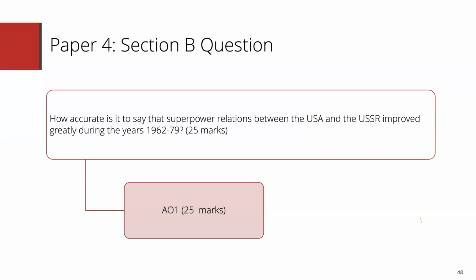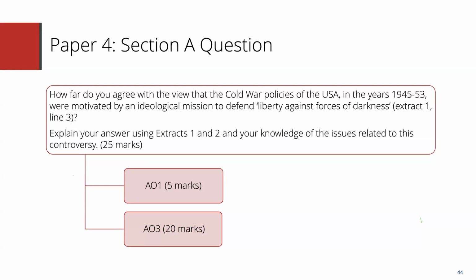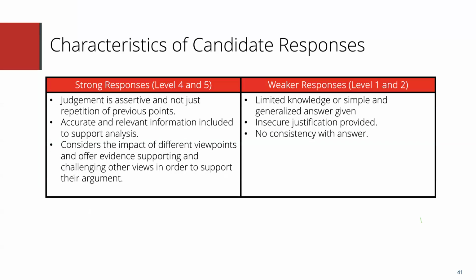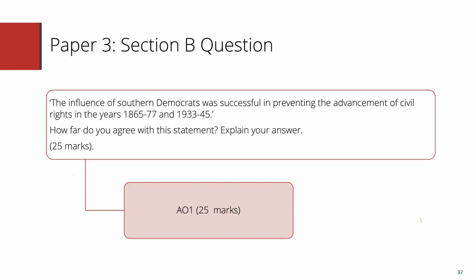So this type of question here: how accurate is it to say the superpower relations between the USA and USSR improved greatly during the years? Then another type of essay is the ones where it says explain your answer using extracts 1 and 2, or using sources. So you've got source essays and extract essays, and then you've got the standard historical essay, which in many ways is explain your answer against a statement, or just explain what you think.